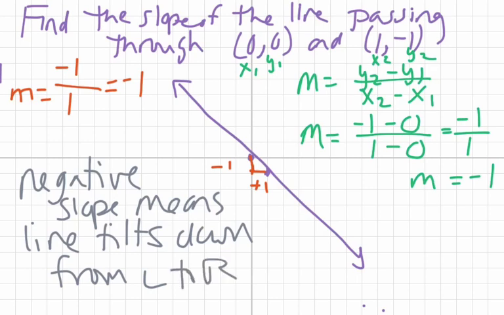So just think of the way we read in English. We read from left to right. So as you go across the line, we're tilting down in this example. So negative slope means that it is tilting down. All right, one more example.